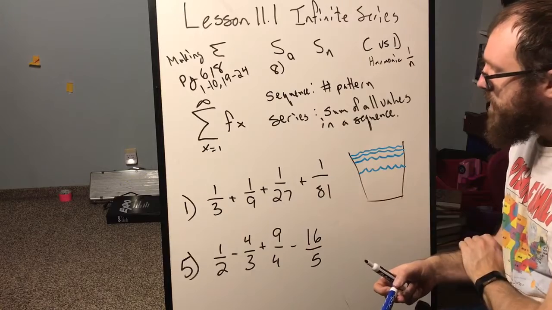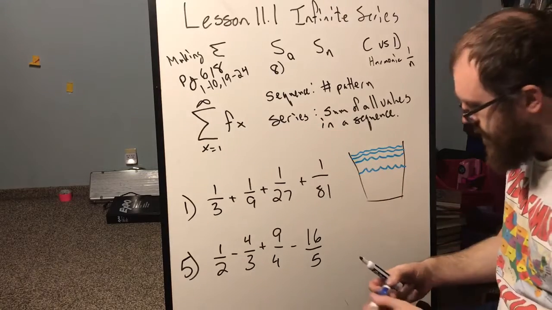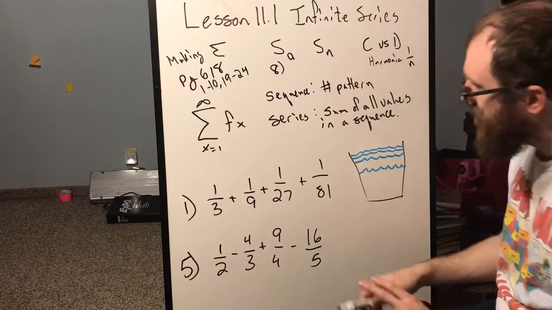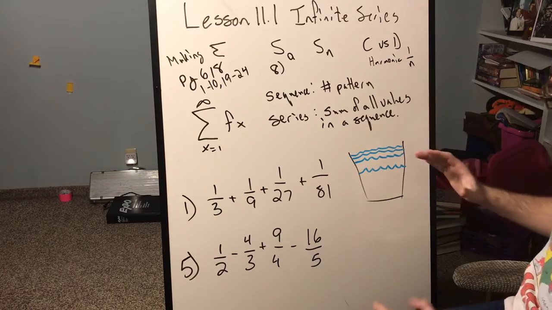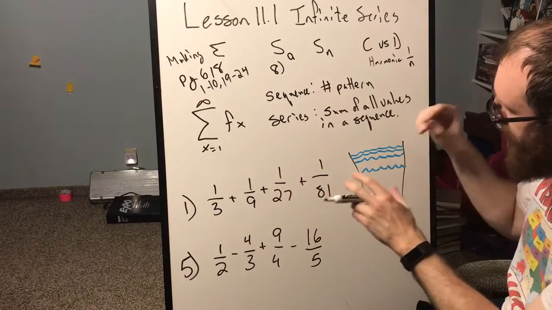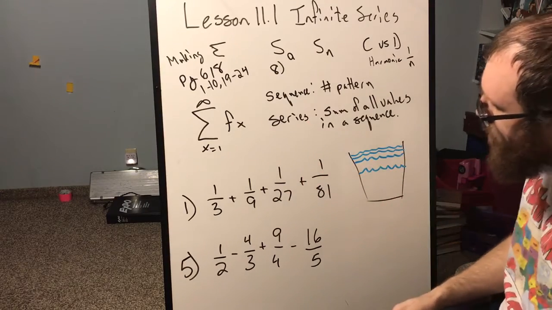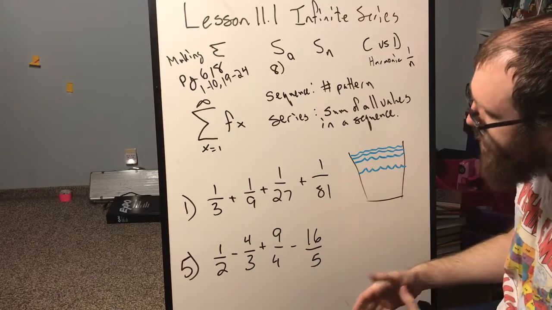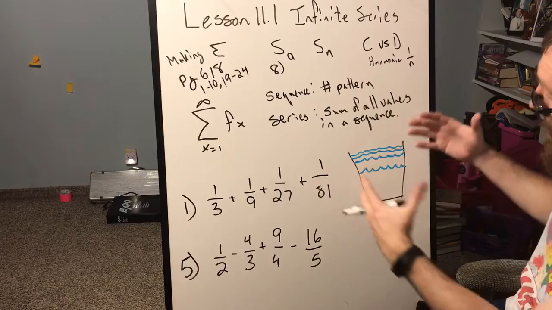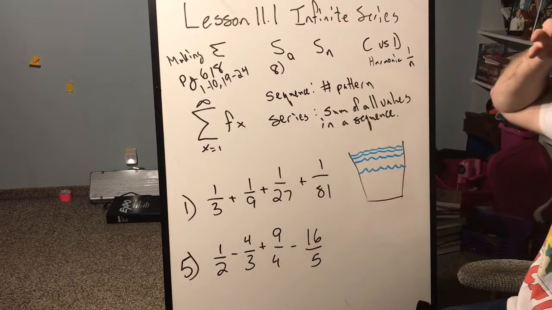The same has to be true for these series that we're talking about. In order for us to calculate series infinitely, the values that we're adding each time have to be shrinking to the point where they've almost completely disappeared, so that we're not adding to the bucket anymore.